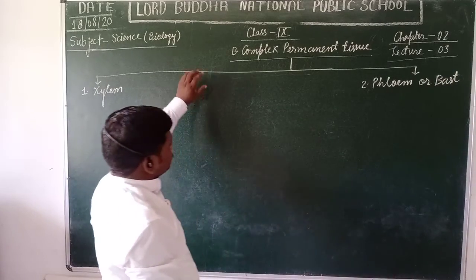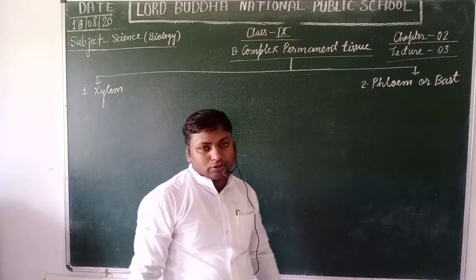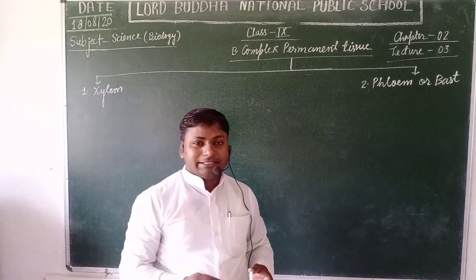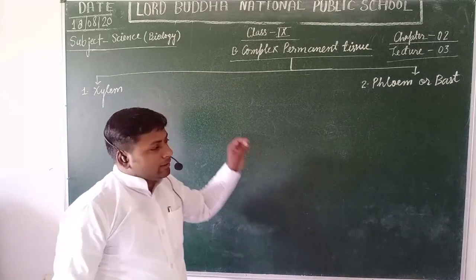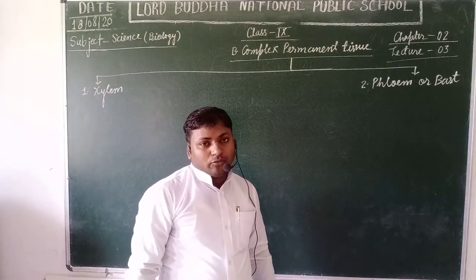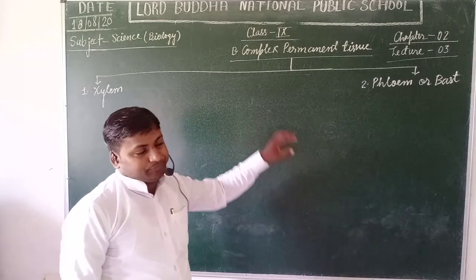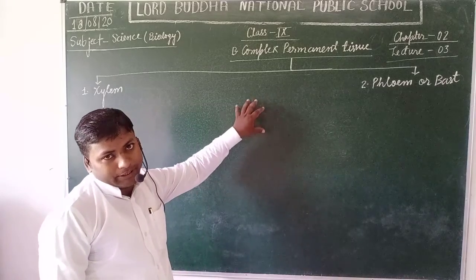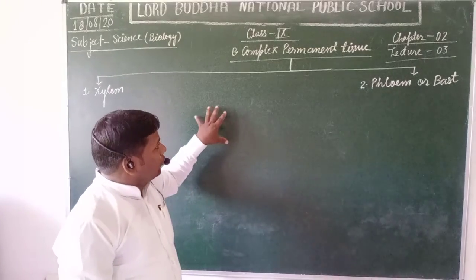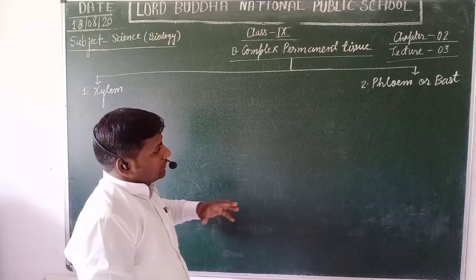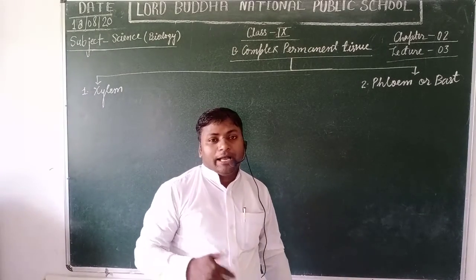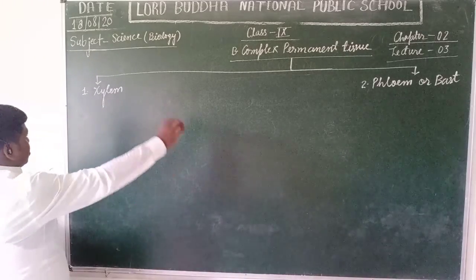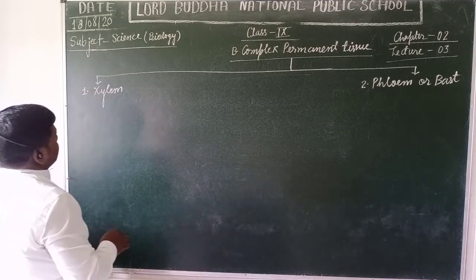Now students, what are complex permanent tissues? The complex permanent tissues are the kind of tissues which consist of more than one kind of cell. There is also division of labor. Each and every part of the tissue has its own function. Here more than one cell unite to perform a specific function. Let us know that. At first I take the topic xylem.